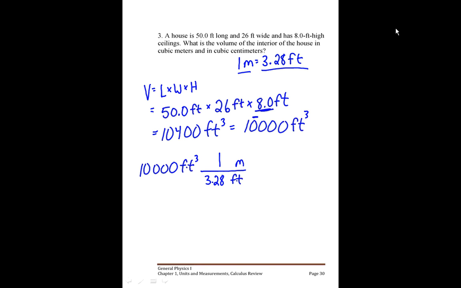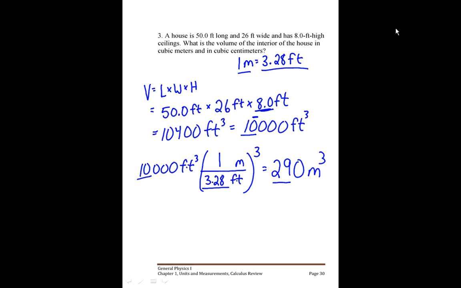But notice that the feet don't cancel out. That's because I need to cube this whole term. So 10,000 over 3.28 cubed, that's 290 cubic meters. And notice that I'm keeping two significant figures here because I had two significant figures here and here. All right, you don't consider the significant digits of these numbers because it's a conversion factor, and you assume that you know the numbers perfectly well.